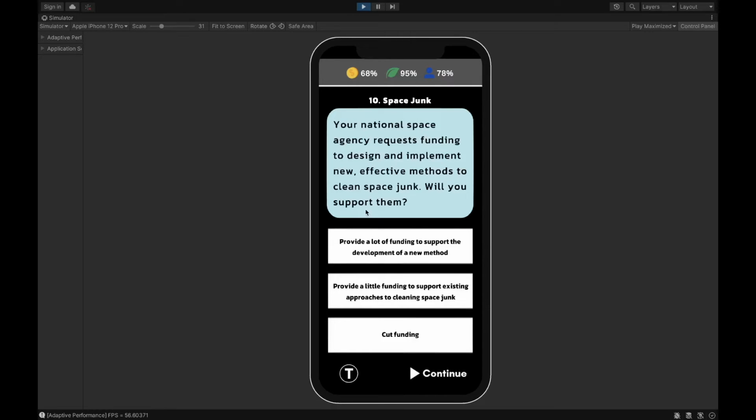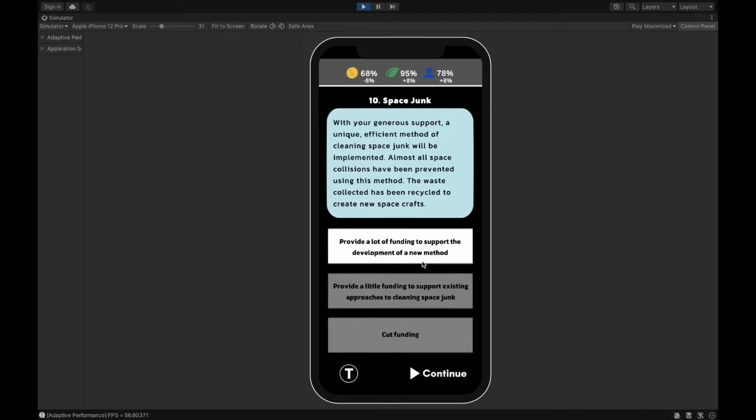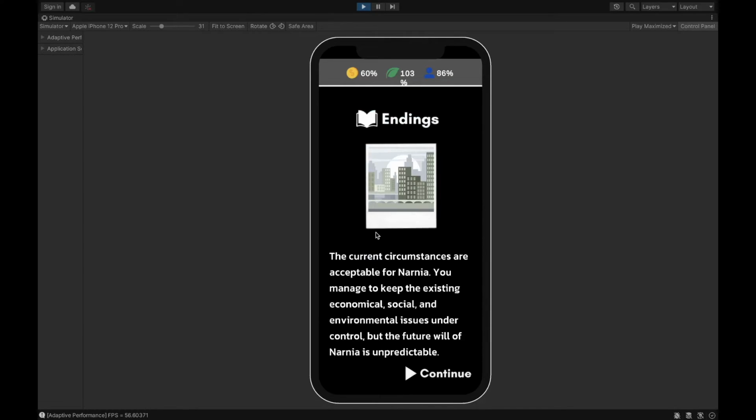And so the last decision, your National Space Agency requests funding to design and implement new, effective methods to clean space junk. Will you support them? So we provide a lot of funding to support the development of a new method. Let's provide a lot of funding. Okay, so with your generous support, we actually went up a little.